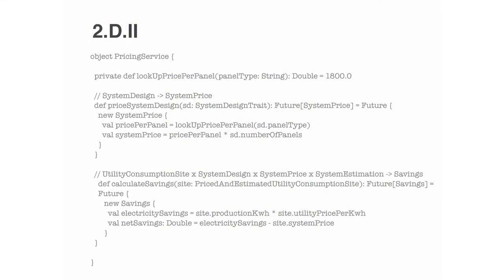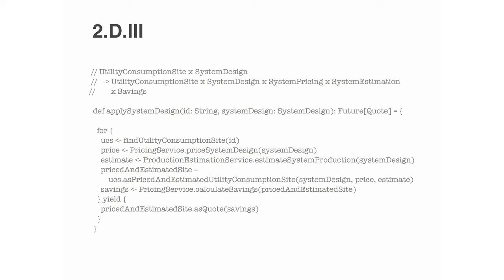Similarly, here's a pricing service. Sorry for the lack of syntax highlighting here. But what you can see is there are two methods: system design to system price, which just looks up the price per panel and calculates the price, and calculating a savings is also here. And so these can be expressed and given functional denotations, or sort of loose denotations, as to what they provide in terms of the domain.